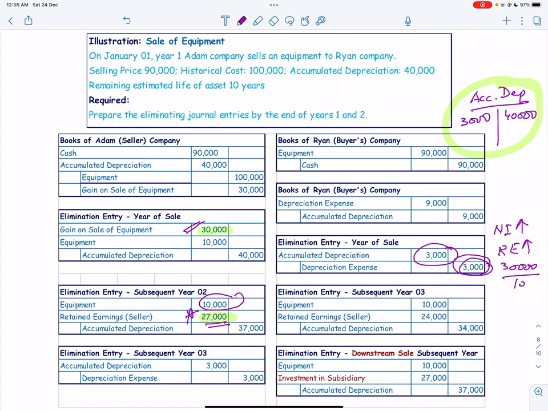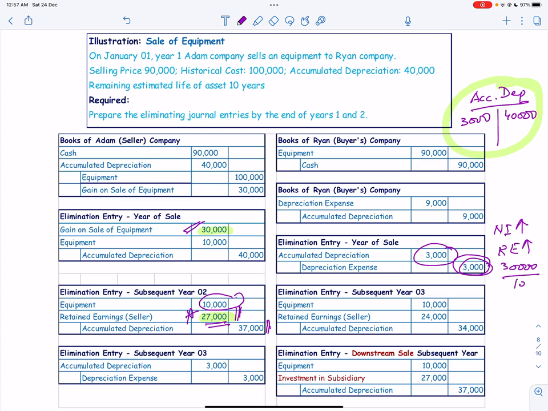We recognize 3,000 of the gain because the buyer used that equipment to generate revenue, and now the asset is being consumed. So whether the asset is being consumed or sold to an outsider, it's the same effect. It is consumed for the purpose of servicing the outsider, therefore we recognize 3,000 of profit. So in year 2, retained earning is debited for 27,000, and we have credited accumulated depreciation for 37,000.